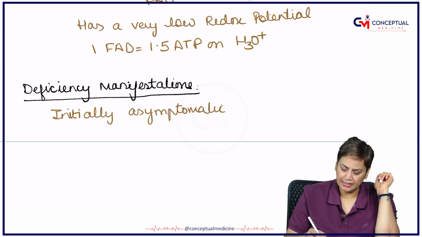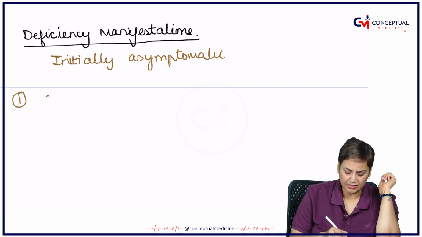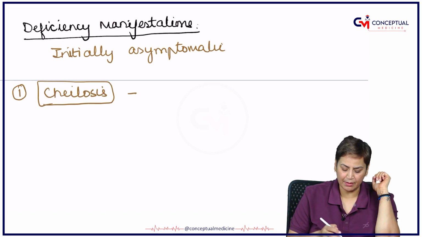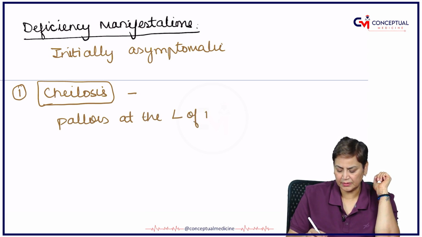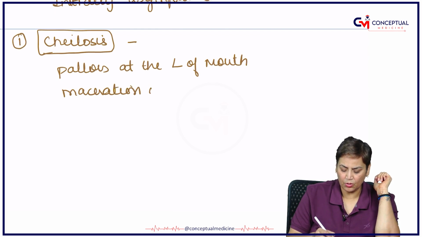Right, but in the later stages it leads to cheilosis. So what happens basically in cheilosis? There are pallors in the angles of the mouth, and there is maceration of the epithelium.